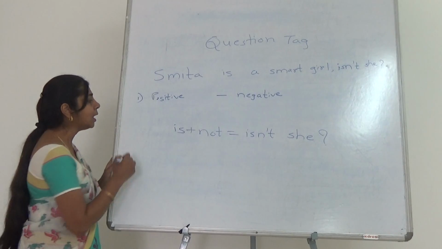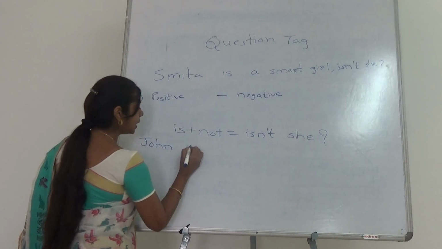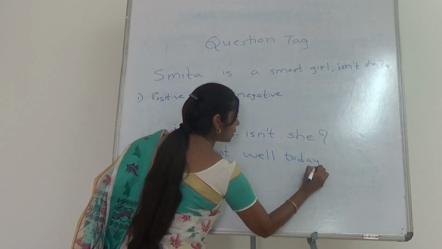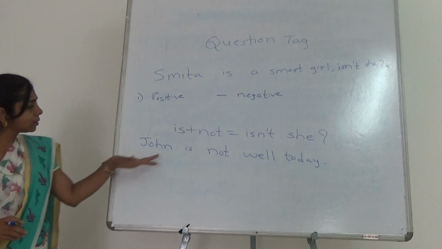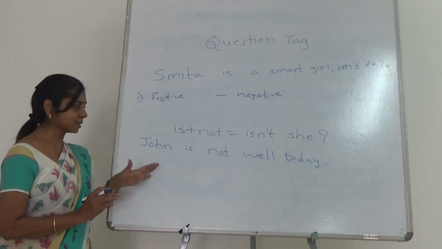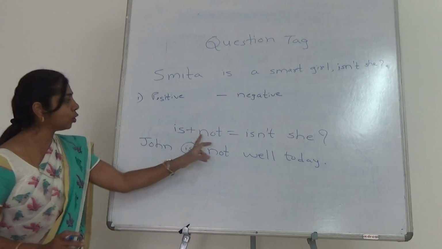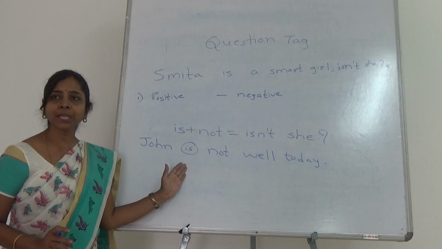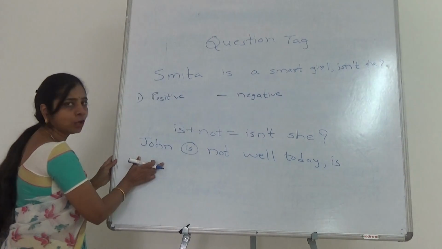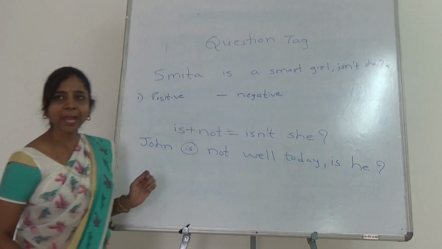Now take another example. Let us say the sentence is negative. For example, John is not well today. Suppose this is a sentence. Now the sentence itself is a negative sentence. So can you tell me what will be its tag? Yes, the tag is positive. Take the helping verb out, that is 'is'. Now we will not add not in it because the sentence itself is negative. So the tag will be is, and for John, what pronoun will we use? We will use he for John. So the question tag will be is he?